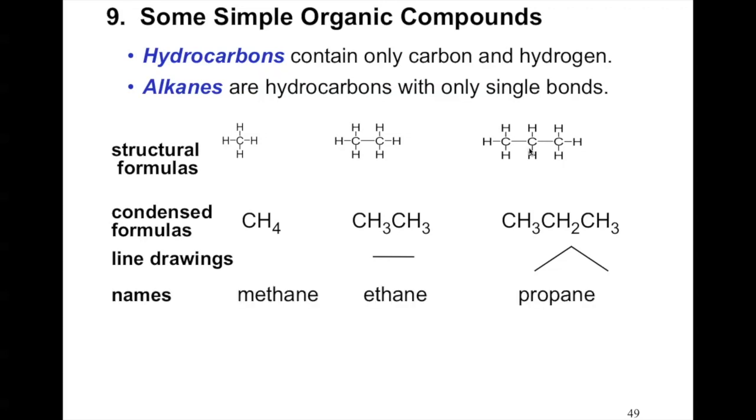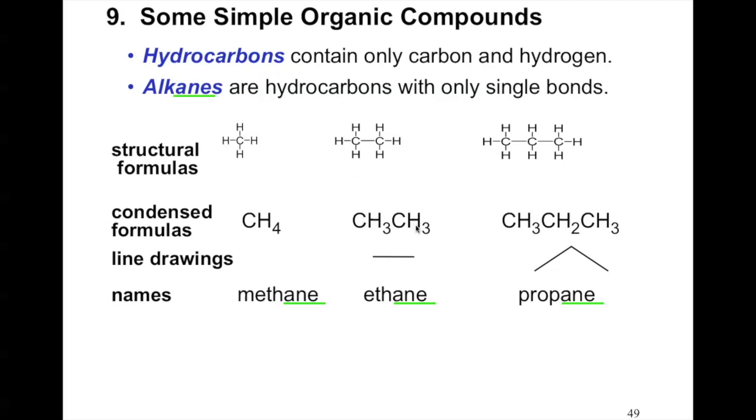All right, now getting to the names. The alkane, with the ANE ending, that has one carbon is called methane. And the CH3 fragment in a structure is called methyl, Y-L. It's called a methyl fragment or a methyl group.